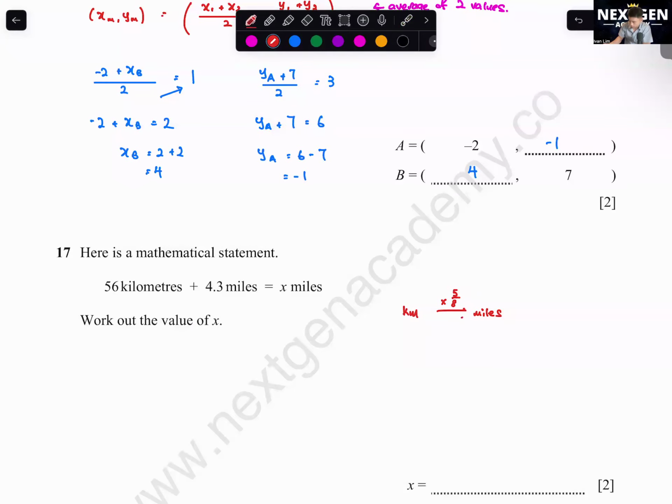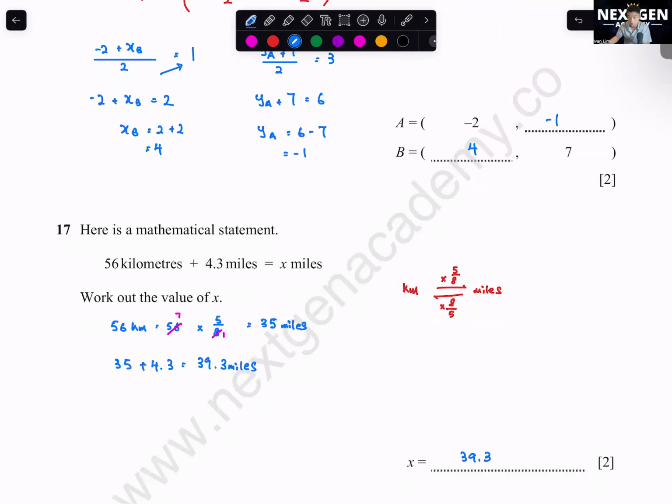Just remember the other way around like that: times 8/5. We want to change this 56 km to miles first. So 56 times 5/8 is 35 miles. Add together, 35 plus 4.3, we get 39.3 miles. This is another unit conversion on top of your km, meter, cm, mm that you all have to memorize. I think length will just have this one extra. So km, meter, cm, mm, then including miles, times 5/8 and times 8/5. Can memorize?